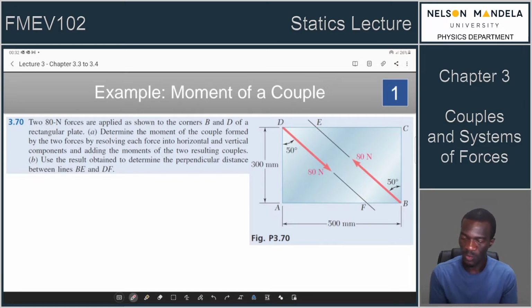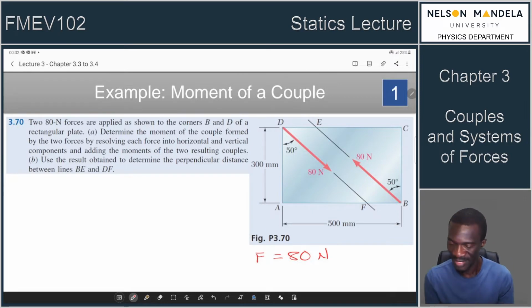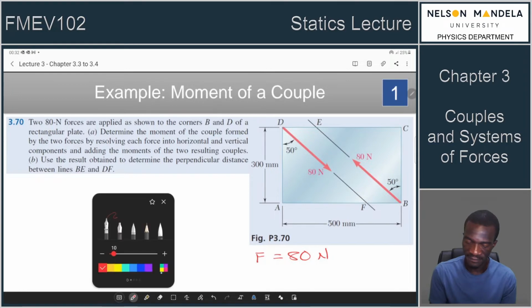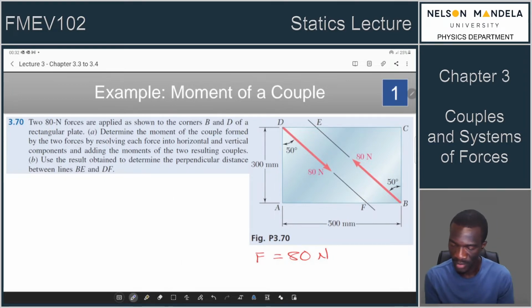Okay, so what are the data that we are given? We are given the forces. They are equal to 80 Newton. I will write the magnitude because their directions are in a certain orientation. The second piece of data that we have are the angles at which they are aligned. Let me call this angle theta 1. This one has the same magnitude, so it's also theta 1. So let's just call it theta.